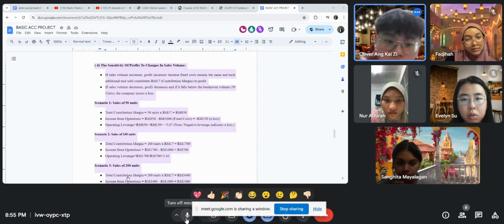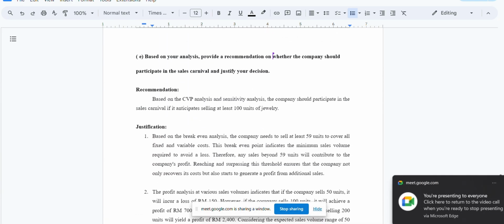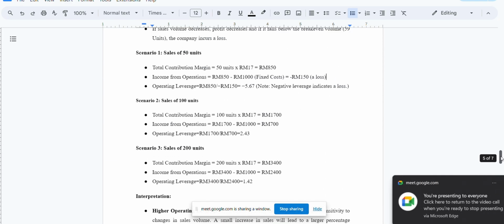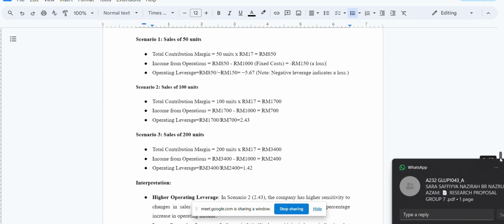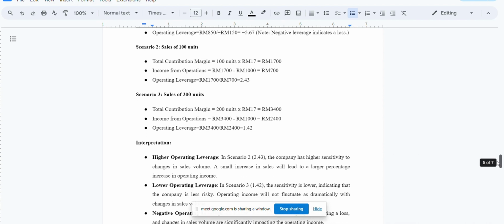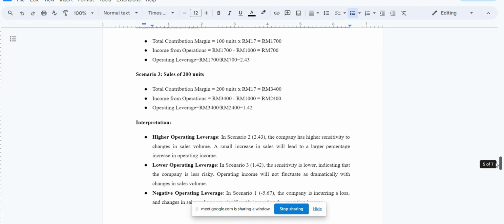Sanghita, can you move below? Which means the sales of 50 units is not suitable, right? Yeah. Then the best one is scenario 2? Which one is the best? I think scenario 3, because it is less risky as the profit is stable.